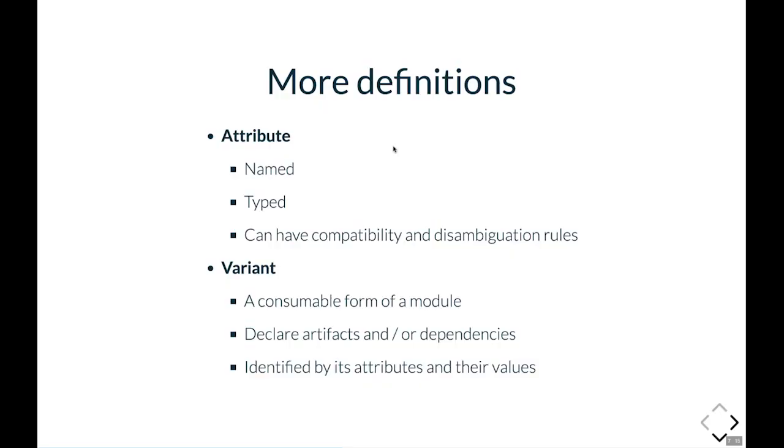So let's go with a bit more definition so that you understand what we're talking about. What is an attribute? It's a named thing which is typed and has a value. And it can have compatibility and disambiguation rules, which we'll exemplify in a minute. Then you've got variant. The variant is effectively the consumable form of a module. It has artifacts and/or dependencies. Both are optional. Of course, a variant that has nothing would be pretty much uninteresting. So it usually has at least one of the two, but it can have both. And the identity of a variant is effectively its attribute set and their values.